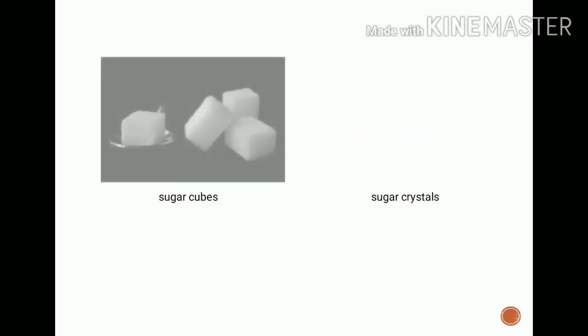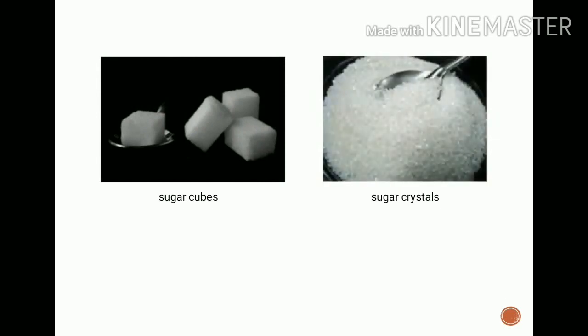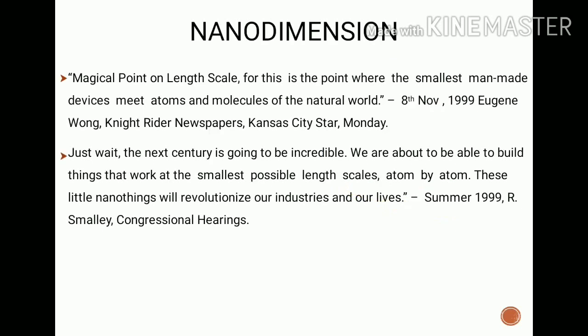Consider the example of sugar cubes and sugar crystals. If we ask which one dissolves in water first, obviously the answer is sugar crystals, because more surface area of the sugar crystals is exposed to the water than the sugar cubes, and that is why sugar crystals dissolve more readily in water than sugar cubes. The same underlying principle of nanotechnology can be used here.